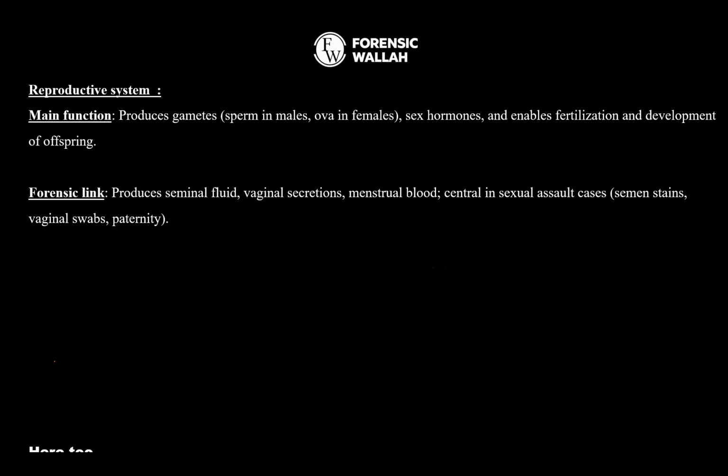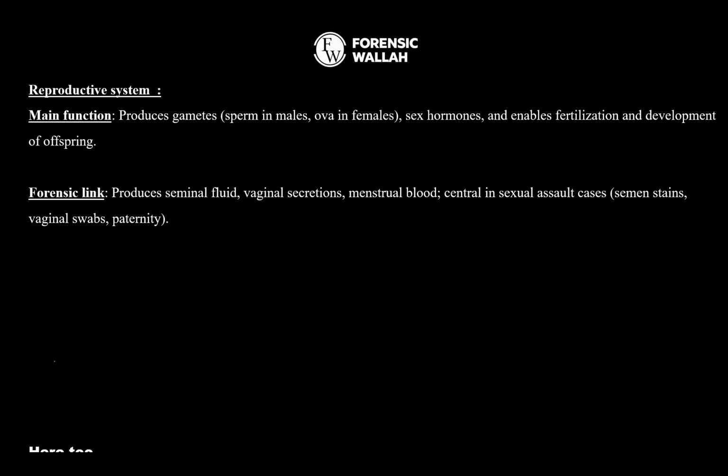Now we are moving on to the reproductive system. You have a male and female reproductive system. The main function of the male or female reproductive system is to produce gametes. Gametes are sperm for males and ova for females. Along with that, sex hormones are also produced. When the sperm and ova fuse together, they undergo a process called fertilization, which leads to the development of a zygote, and then the development of offspring.